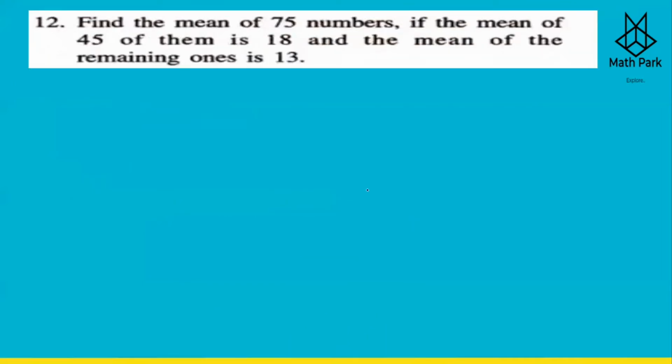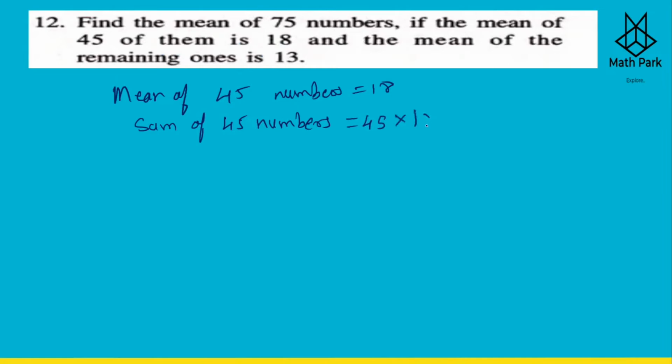Question number 12. Find the mean of 75 numbers if the mean of 45 of them is 18 and the mean of the remaining ones is 13. Now the mean of 45 numbers is equal to 18, then the sum of 45 numbers will be equal to 45 times 18. So 45 into 18, which we get as 810.